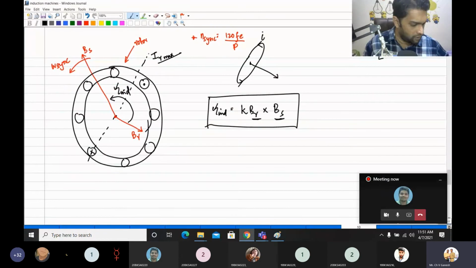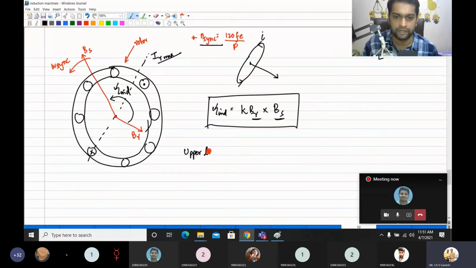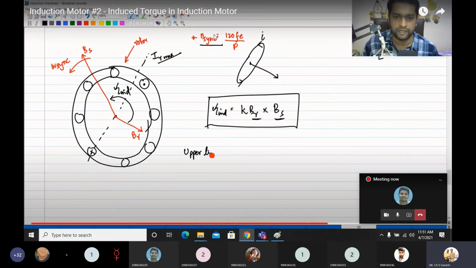So now, how fast can this rotor move? Okay, can it go up to synchronous speed? We'll see that. So what is the upper limit here? Always it will be less than the synchronous speed. If both are equal, there is no torque because there is no relative motion between these two.